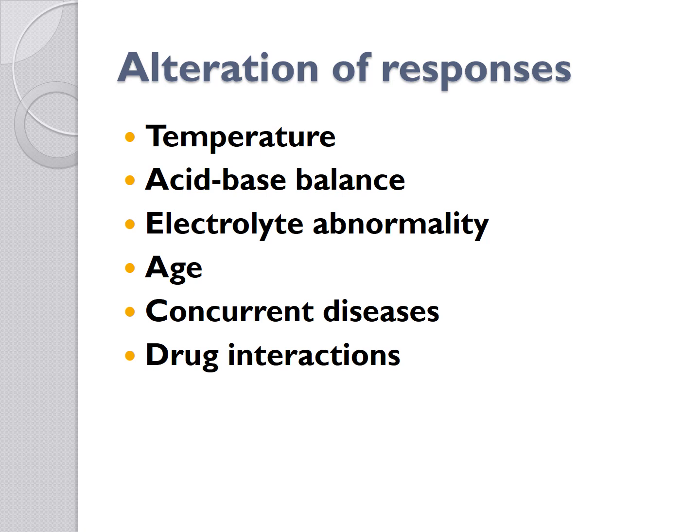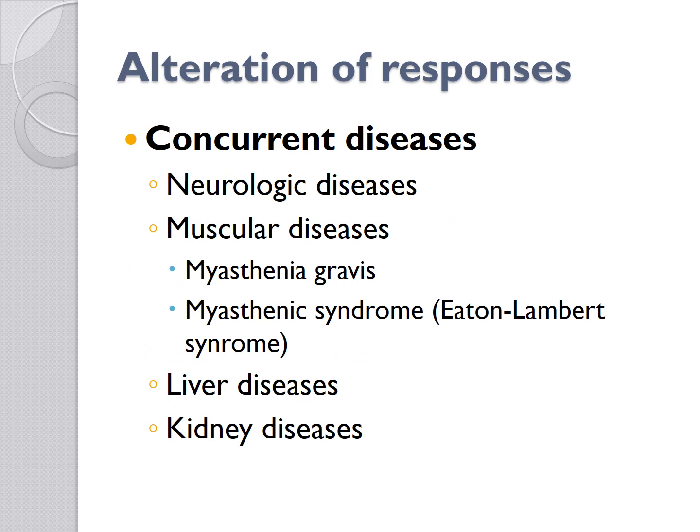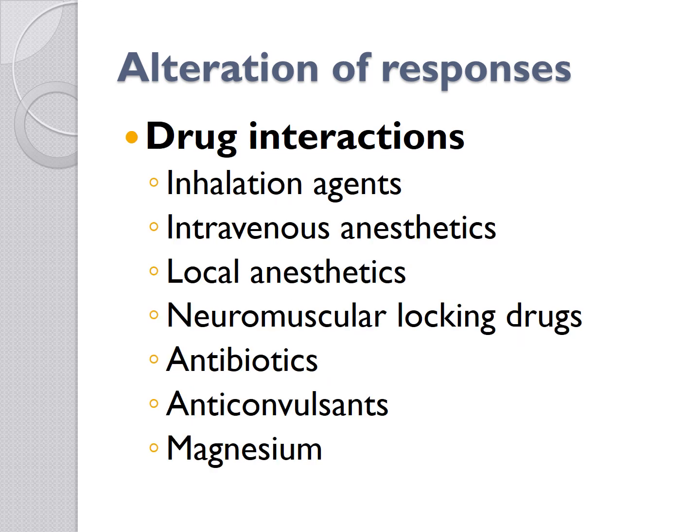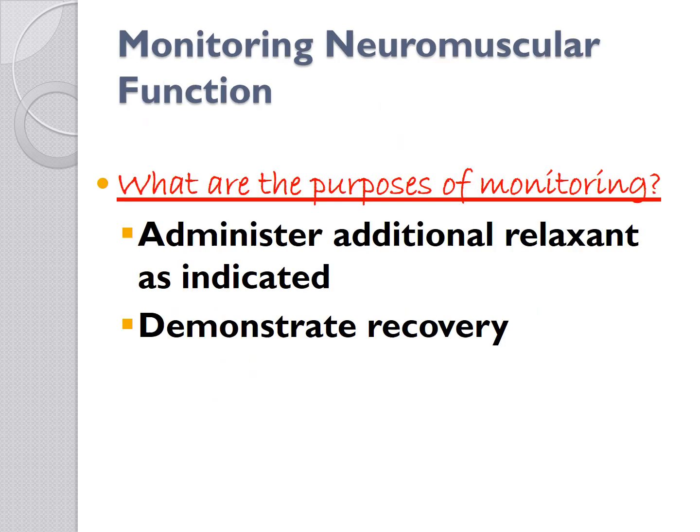Alteration of responses to muscle relaxants: they are affected by temperature, acid-base balance, electrolyte abnormality, age, concurrent disease, and drug interaction. Concurrent disease includes neurological disease, muscular disease such as myasthenia gravis and myasthenic syndrome, liver diseases, and kidney disease. Drug interaction with inhalational agents, intravenous anesthetics, local anesthetics, neuromuscular blocking drugs, antibiotics, anticonvulsants, and magnesium.